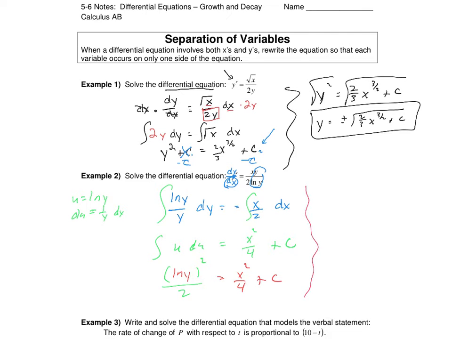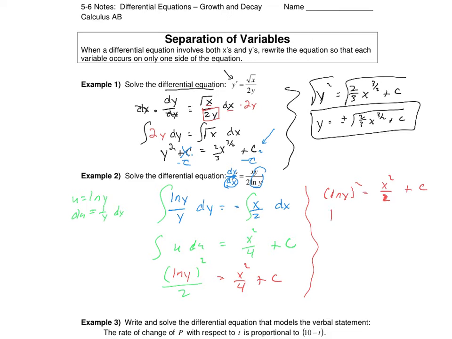All right, so now I've got to multiply both sides by 2. So then I'm going to have the quantity natural log of y squared is equal to x squared over 2. And your constant multiplied by 2 is just a different constant. So for the most part, we just put c. Like nobody puts 2c. Like there's no magic to the original c that was there.